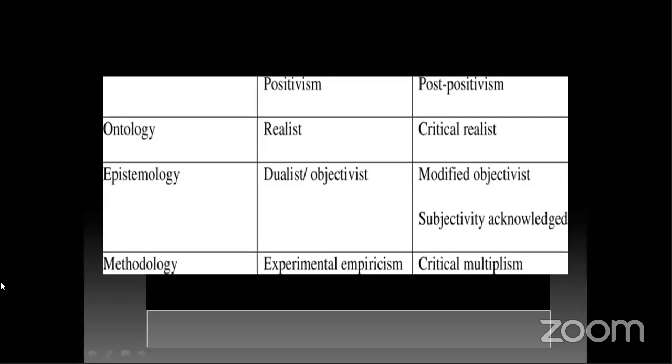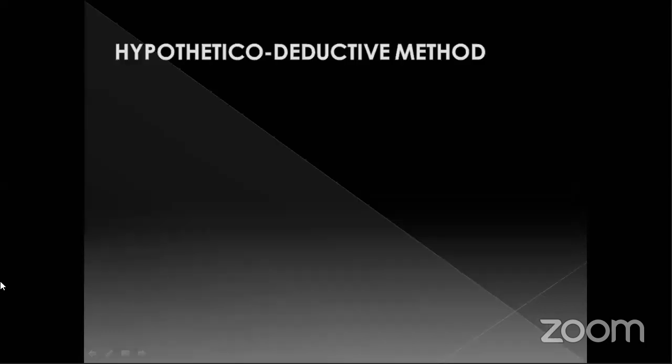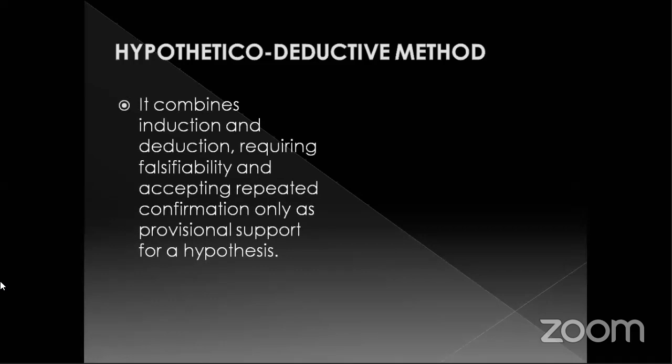That's important. In positivism, that's the key area of breaking the shackles. Experimental empiricism was the methodology of the positivists. Here, you can have verification, falsification, and the progressive research program. Critical multiplism is what we talk about. We also talk about the hypothetico-deductive method. It combines induction and deduction, requiring falsification and accepting repeated confirmation only as provisional support for a hypothesis.